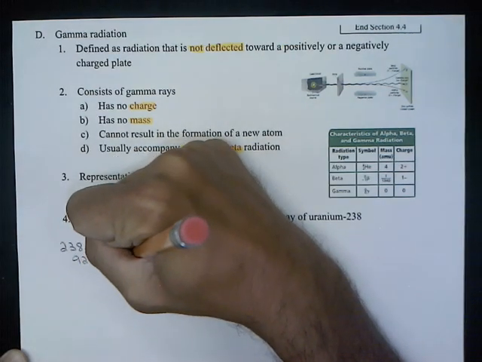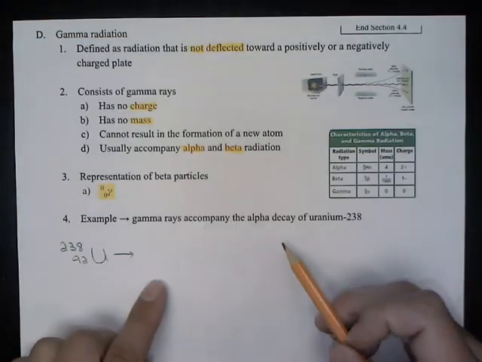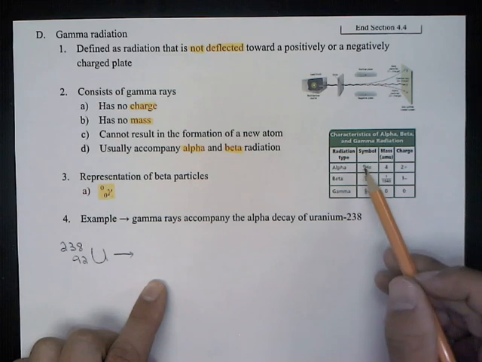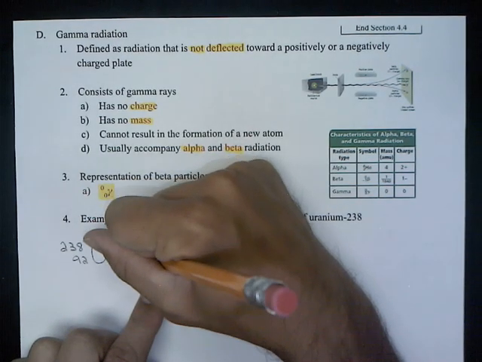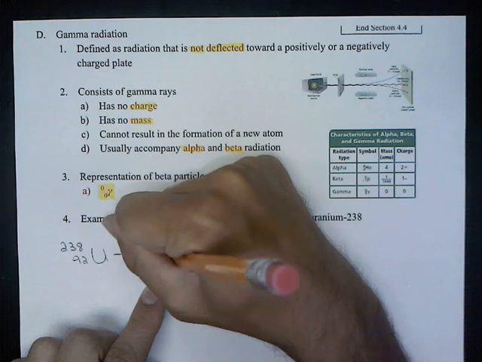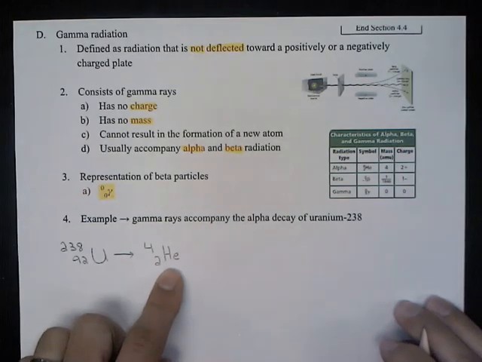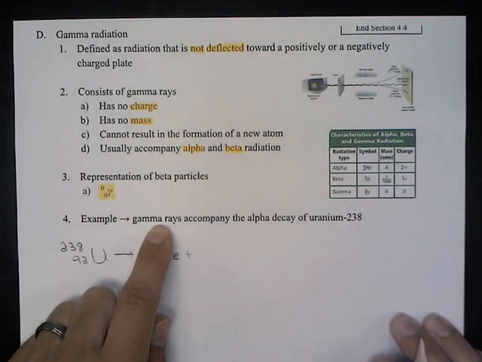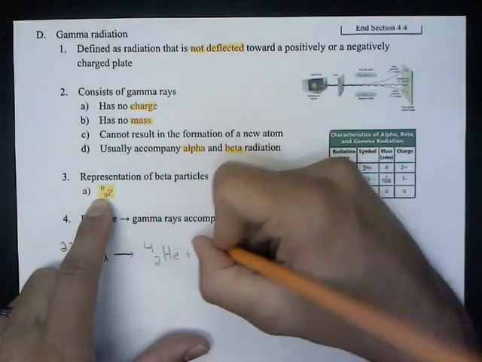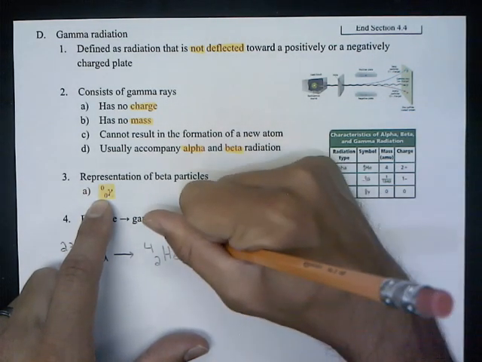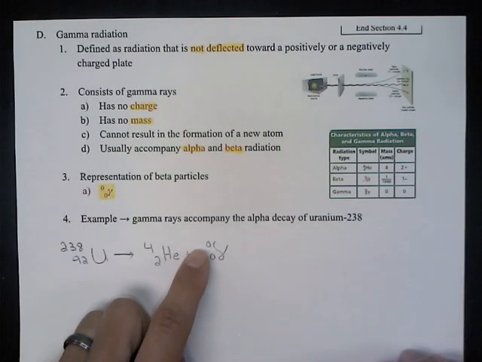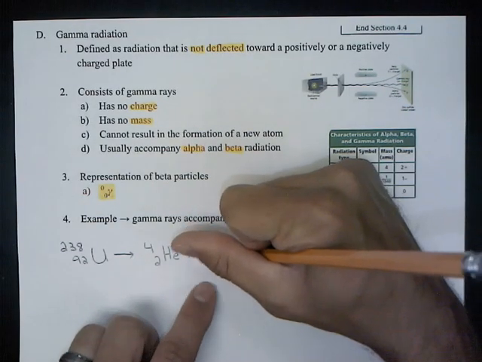Now, the problem says that this uranium goes through alpha decay, which, remember, if you look back in your chart, is listed as 4-2 with the symbol for helium, or a helium nucleus. And we need to also write down gamma rays. Gamma rays are shown by this symbol, almost like an upside down Y. The nice thing about gamma rays is they're not going to affect our number of protons or our mass number.